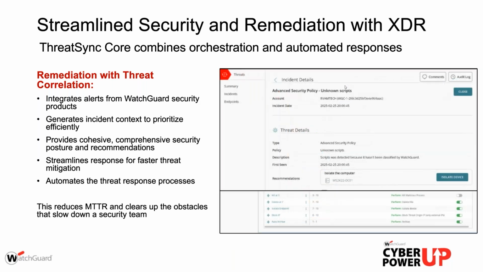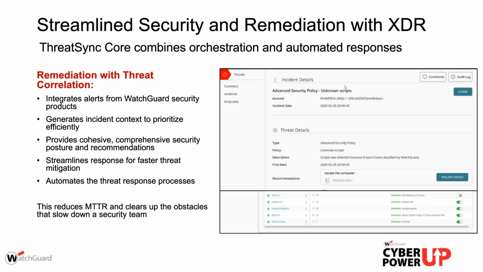So within here, I can drill down into the incident details. And as you can see, this one is based upon the advanced security policy of the unknown scripts. I can see the account that it applies to. So if I'm a partner, I'm going to be able to easily identify what account is being impacted, when the date occurred, and then I can see the threat details. So again, it's a violation of the advanced security policies.